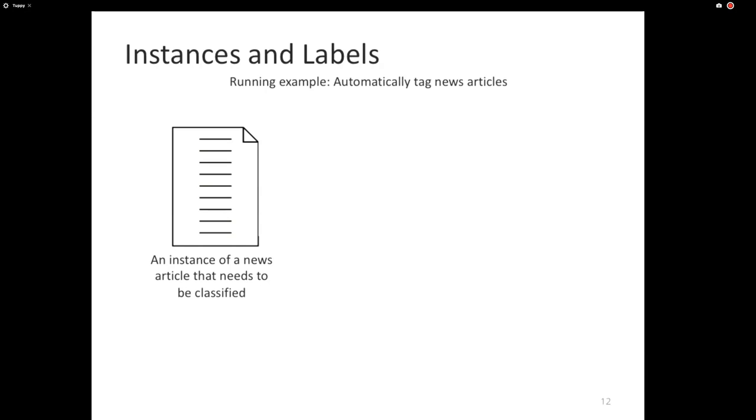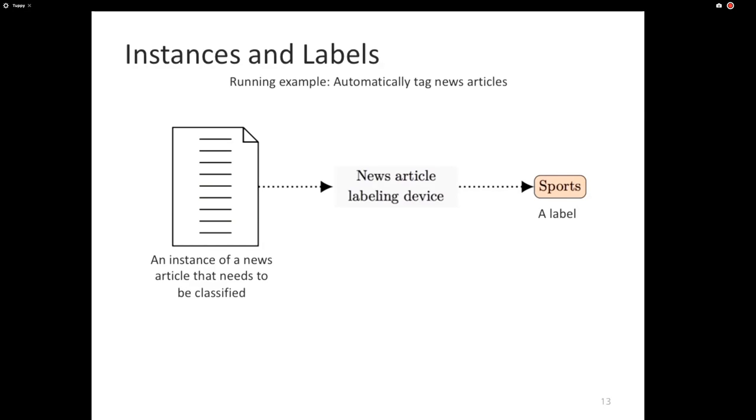Instance is a very vague name, but that's the word we'll be using in this class. Instances, sometimes also called examples, are objects to which some sort of a label will be assigned. And then there's a news labeling box. An article goes into that and a label comes out.